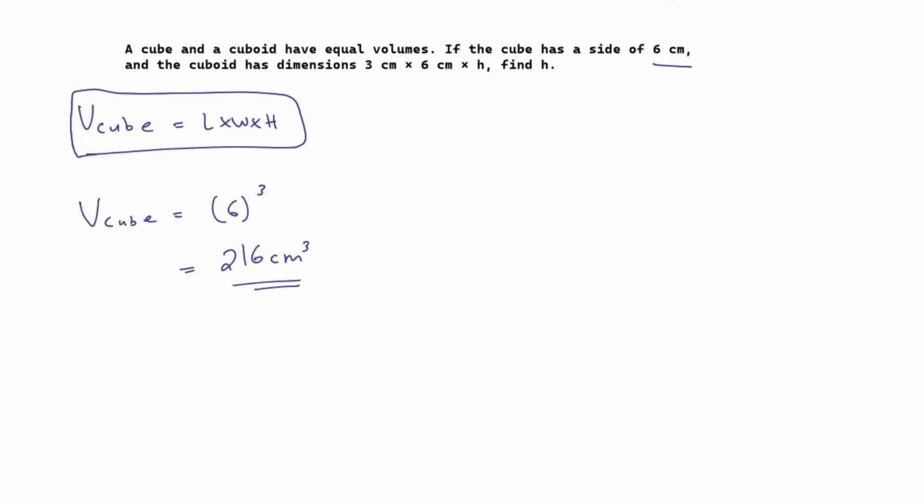Now we need to find the height of the cuboid. And they have equal volumes. So remember, the volume of a cuboid is the same exact thing. It's basically equal to length times width times height.